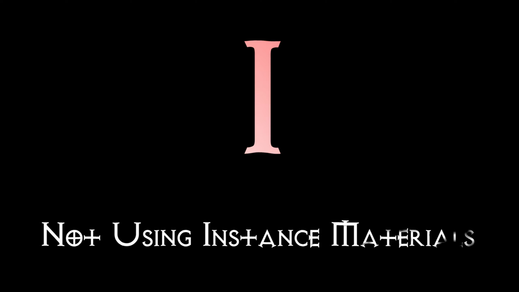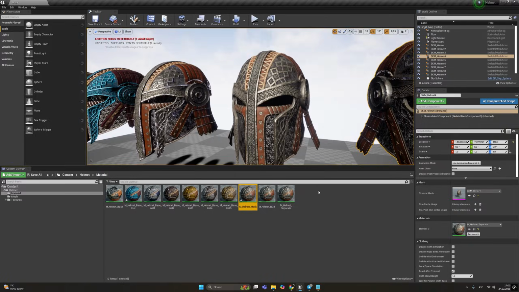Mistake number 1, not using instance materials. Often, material setup ends once you've simply added your textures and connected them, but that's not quite right. Instead, you can create 1 or 2 base materials and then build other materials as instances from them. Now I'll show you how to create a simple yet fully functional base material.